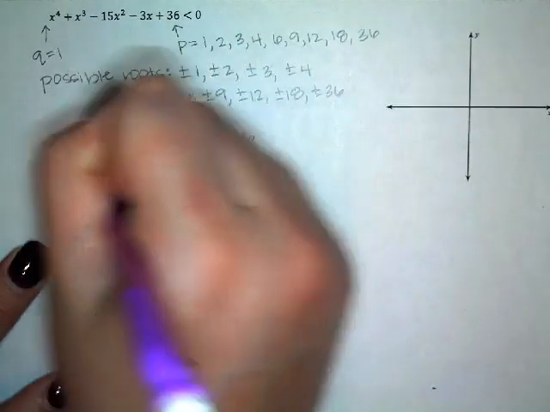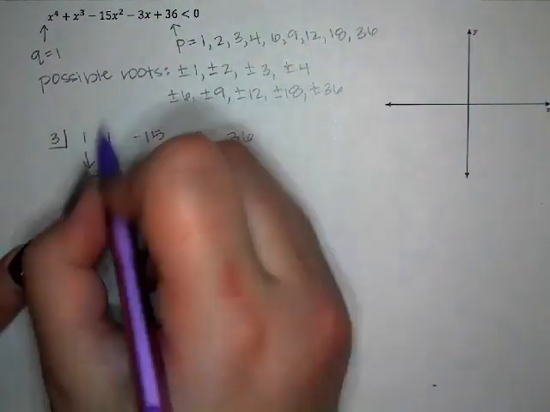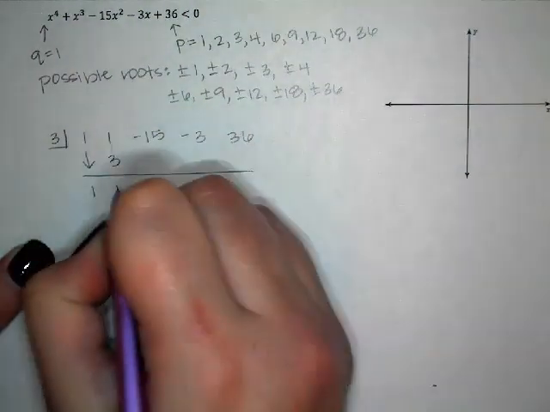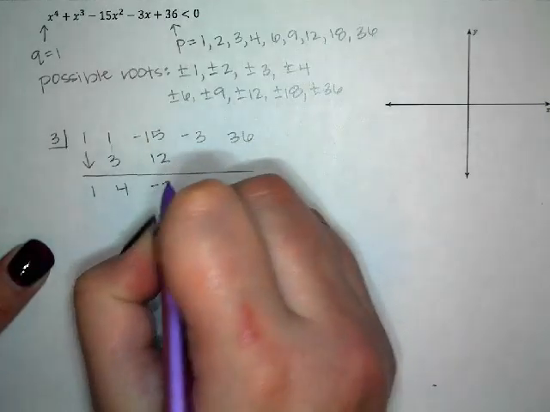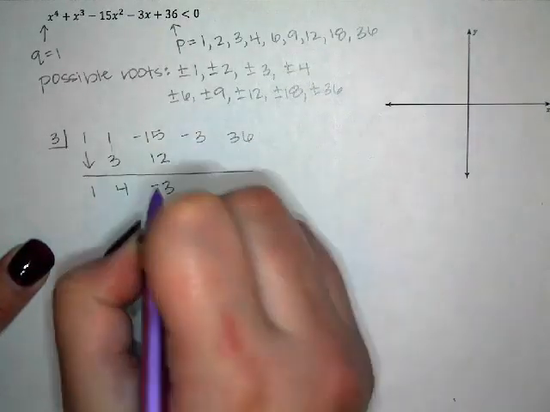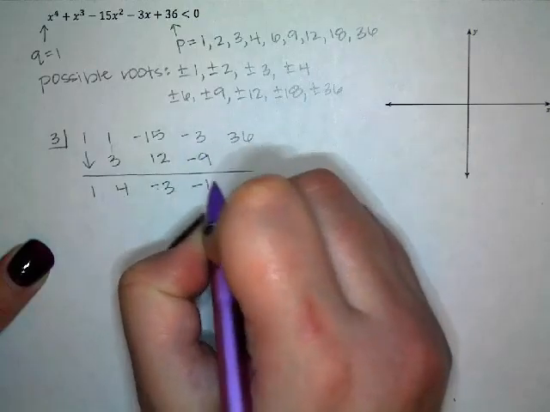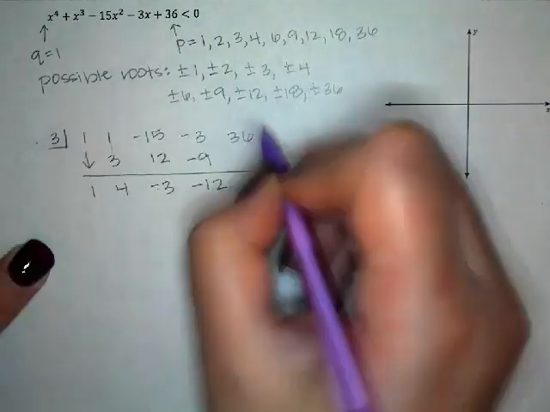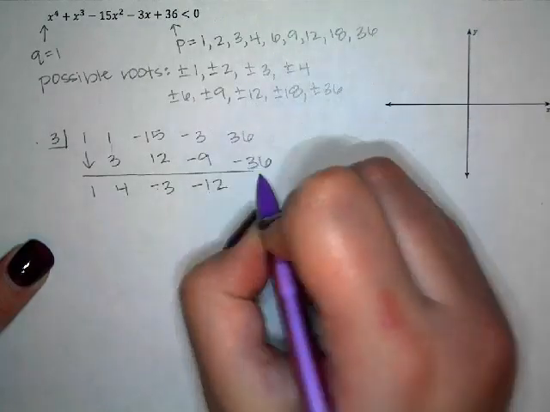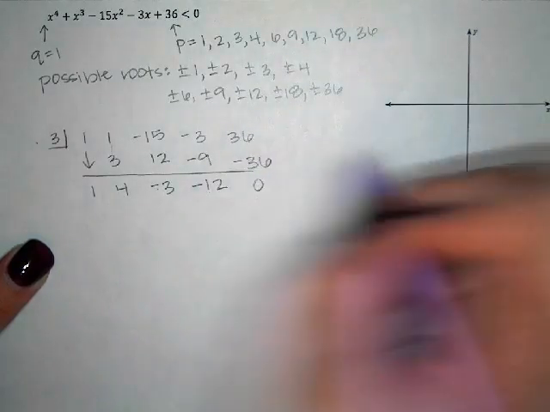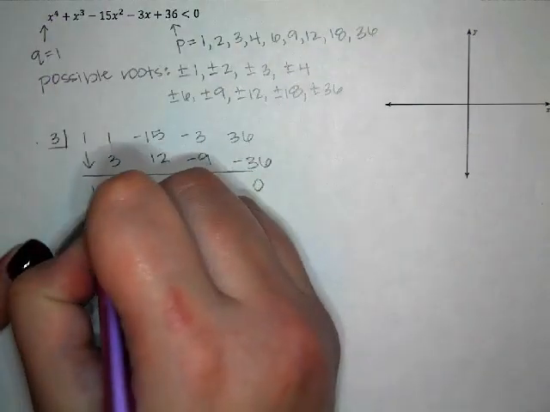All right, so 1 times 3 is 3, that adds to 4. 4 times 3 is 12, that adds to negative 3. Negative 3 times 3 is negative 9, that adds to negative 12. Negative 12 times 3 multiplies to negative 36, and then those add to 0. So that's exactly what I wanted. Since this is an x to the 4th, that means this is an x to the 3rd, x squared, x, and no x.